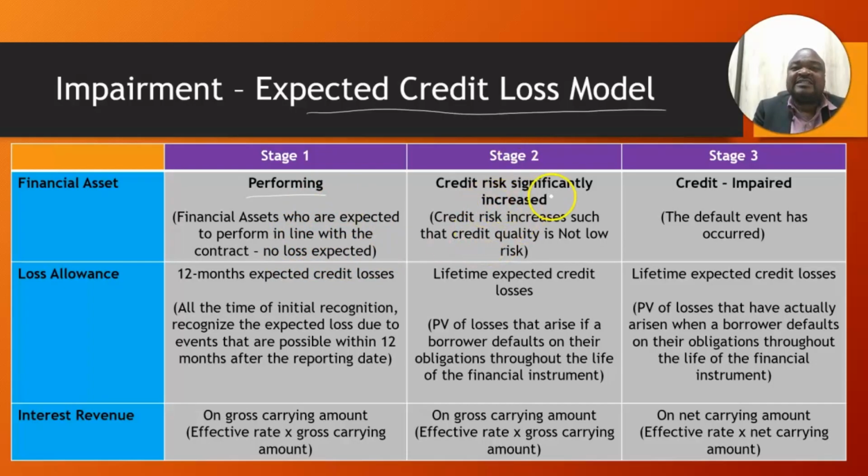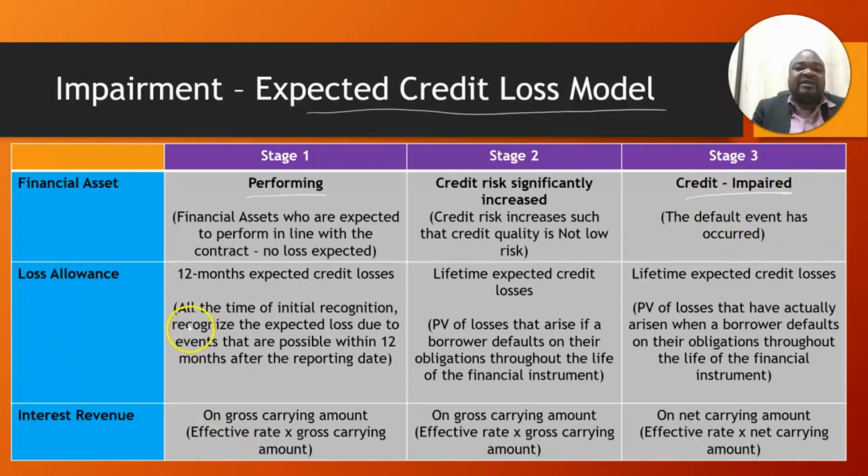Then stage 2, credit risk significantly increased. Credit risk increases such that credit quality is not low risk. Then in the third stage, this is a stage where the credit has actually been impaired. The default event has occurred. Example, the debtor has actually gone bankrupt or has been offered for liquidation. So that's where we can actually say the credit is being impaired.